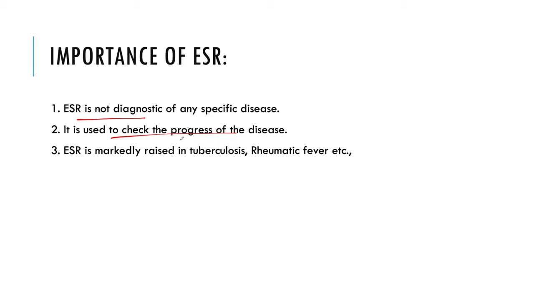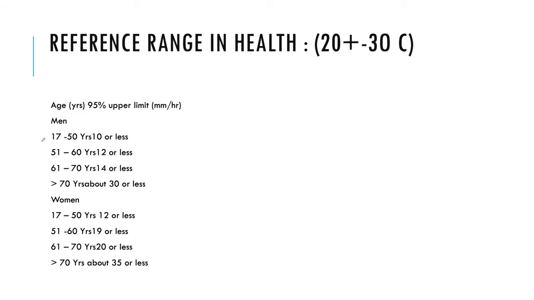ESR is markedly raised in tuberculosis and rheumatic fever, especially in diseases caused by any kind of microorganism, or ELISA. Okay, ELISA we will learn afterwards. So in these cases the ESR can be increased. And the normal ranges are given here, you just look through that. Especially in men and women, and in case of women the rates are quite higher. Now just see the video.